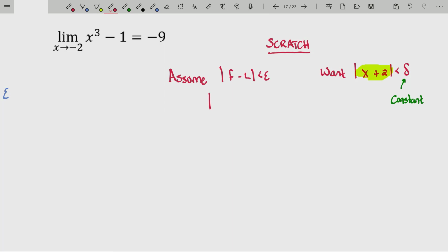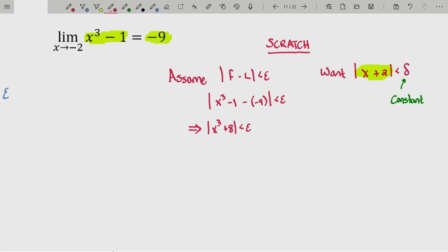All right, so let's see the distance between the function and the limit. Let's go ahead and write that down. The function, well, that's not bad. That's x cubed minus 1 minus the limit, which is -9. We're assuming that's less than epsilon. This actually doesn't look too terrible. That implies, I'm not going to write out all the language here, I'm just going to say that implies that x cubed plus 8 is less than epsilon.